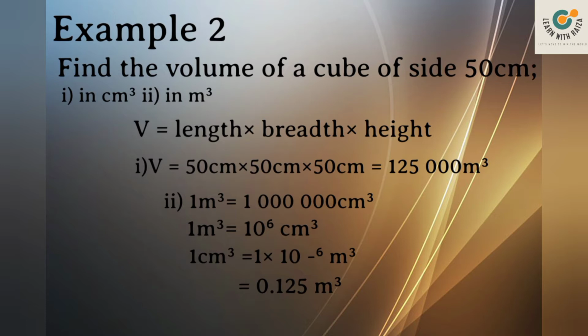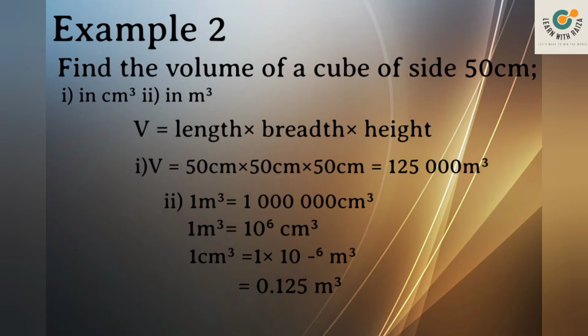Now let's find the answer in cubic meters. Earlier we found the answer in cubic centimeters. Now we are going to find the answer in cubic meters. So 1 cubic meter is equal to 1 million cubic centimeters. Therefore, we have to find that 125,000 cubic centimeters is equal to how many cubic meters? So for that we have to divide here. So you get there 0.125 cubic meters. You have to place 6 decimal places. You have to move to the left 6 times to place the decimal point.